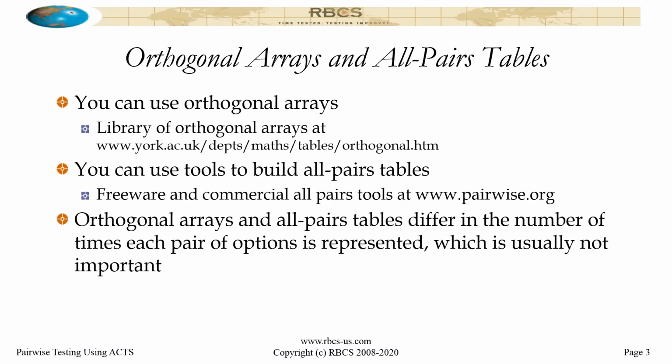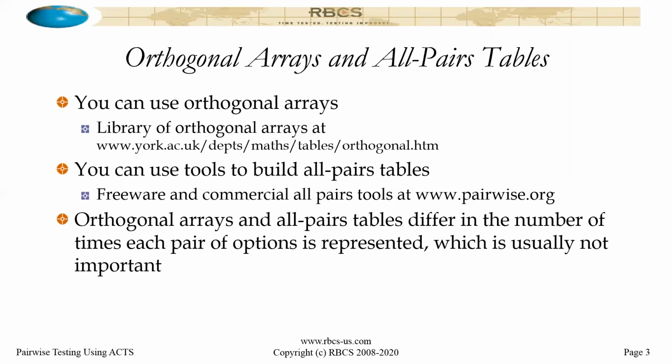Now, there are orthogonal arrays that you can find and download from this website that you see here, york.ac.uk/deps/maths/tables/orthogonal.htm for those listening on podcast. I'm going to only use orthogonal arrays to demonstrate what the tools are doing first, and then I'm going to show you how to do this with a tool, because really what you want to do is use a tool. And what I'm going to demonstrate is a freeware tool called ACTS, as I said, and you can find a link to ACTS at www.pairwise.org as a good location to go find pairwise tools.